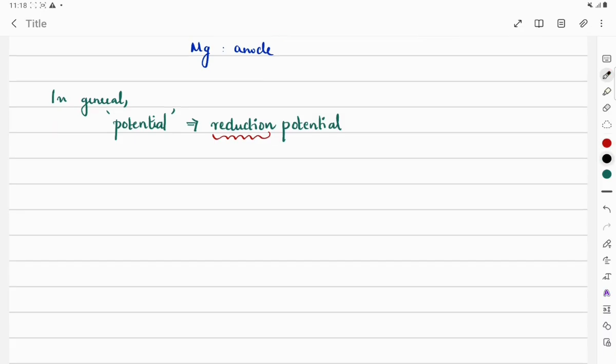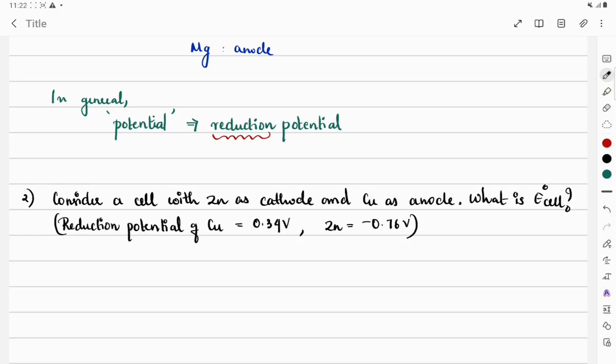Now let's do a similar question. Question number 2. Consider a cell with zinc as cathode and copper as anode. What is the electrode potential of that particular cell? So we have been given the reduction potential of copper, which is plus 0.34 volt, and the reduction potential of zinc, which is minus 0.76 volt.